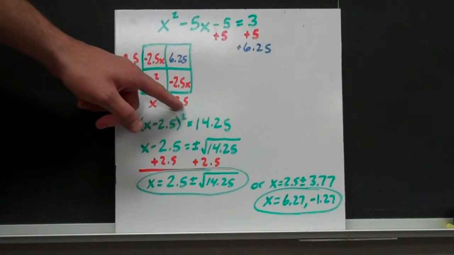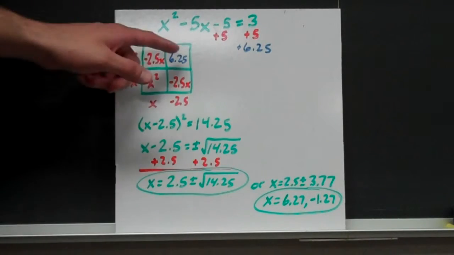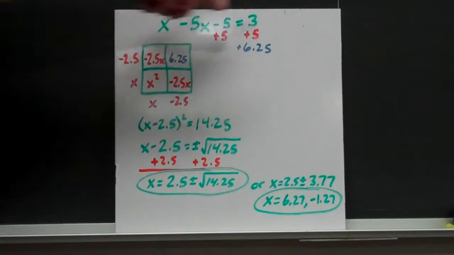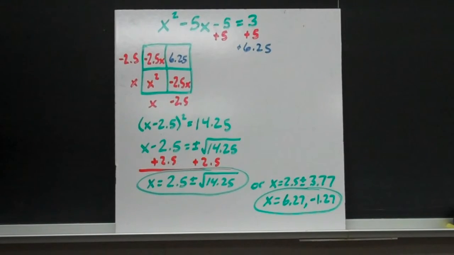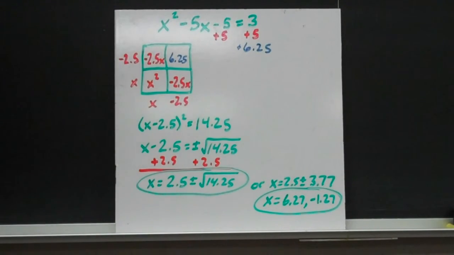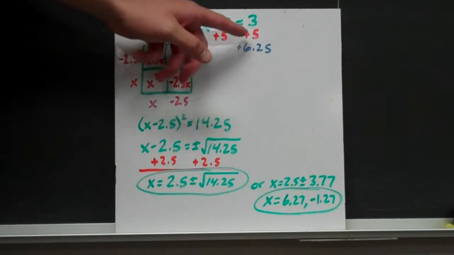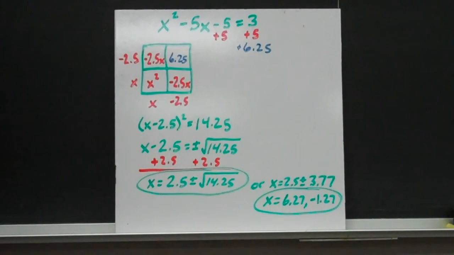Negative 2.5 times negative 2.5 is positive 6.25. That 6.25 wasn't anywhere in our equation, so we've added that to the left side. To keep things balanced, we need to add it to the right side. So now on the outside of our square we have x minus 2.5 squared. That equals the right side. 3 plus 5 is 8, plus 6.25 is 14.25.